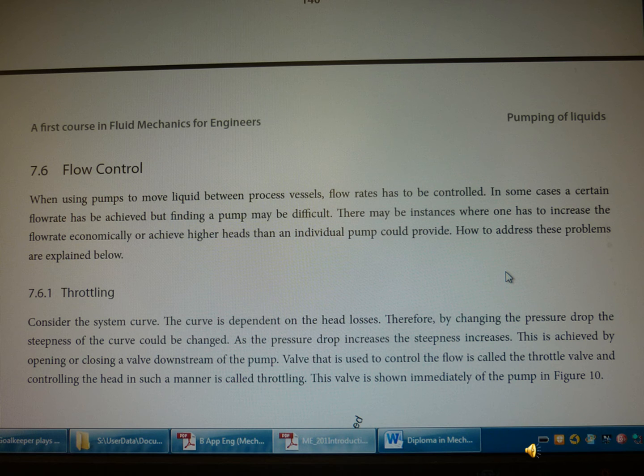Next, the types of flow control. When using a pipe to move liquid between process vessels, the flow rate is to be controlled. In this case, flow rate control is done by throttling. Throttling is done by changing the pressure drop; the steepness of the curve can be changed. As the pressure drop increases, the steepness increases. This is achieved by opening or closing a valve downstream of the pump. The valve used to control the flow rate of the pump is called the throttle valve.